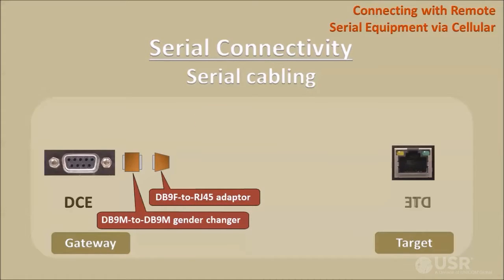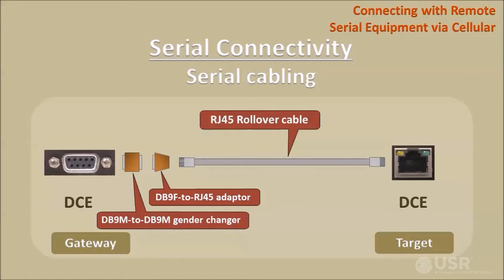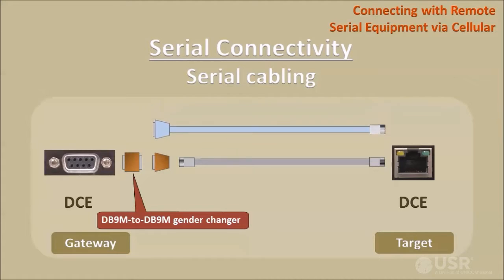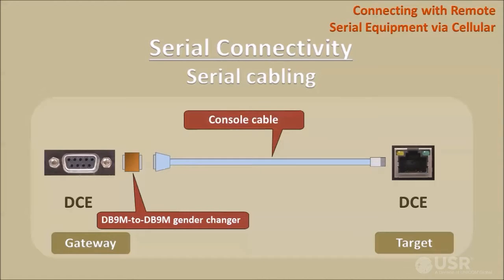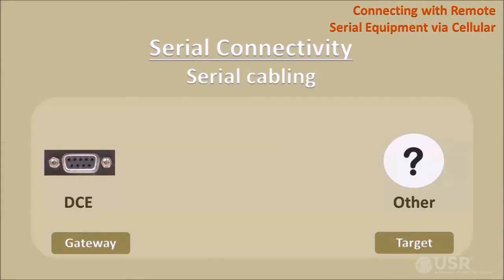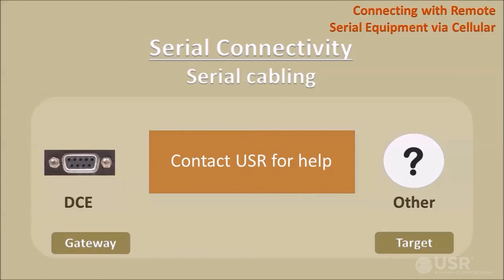When an RJ45 console port is wired as a DCE, use an RJ45 rollover cable instead of the Ethernet cable. The familiar and widely available blue console cable can substitute for the rollover cable and the RJ45 adapter when the console port is wired as a DCE. Some target equipment may use other non-standard connectors and wiring. Contact USR if you need help choosing the correct serial cabling.